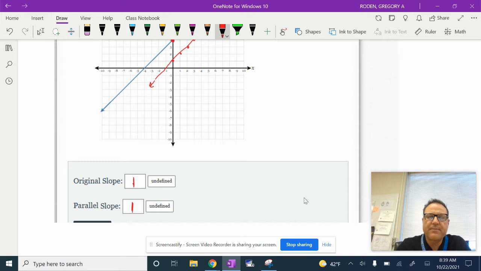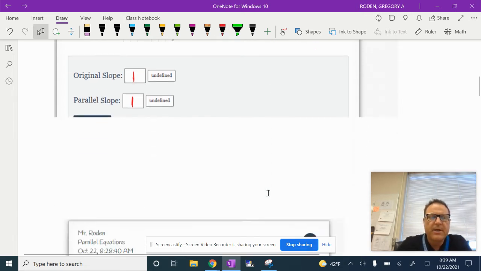One other thing, guys, if you have a vertical line, this is kind of a review because it looks like you can have a vertical line. Remember, a vertical line is undefined. Undefined. Okay? All right, so now, next thing I want to talk about is this next problem.